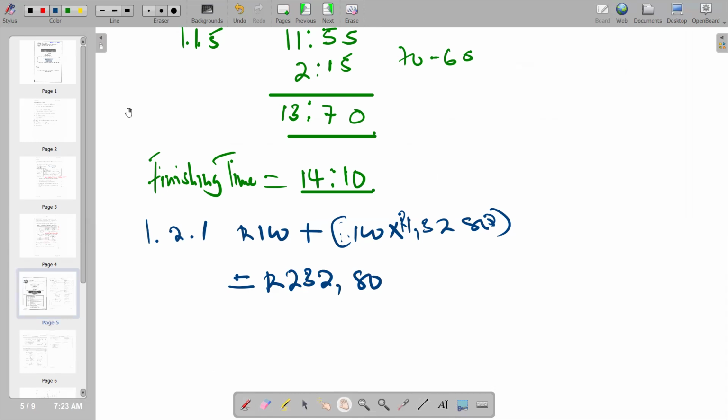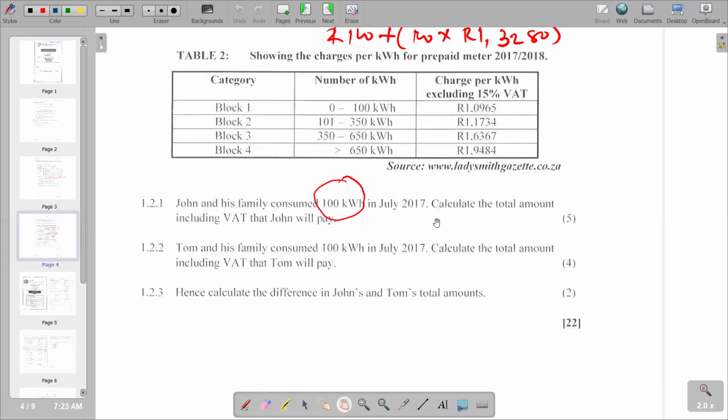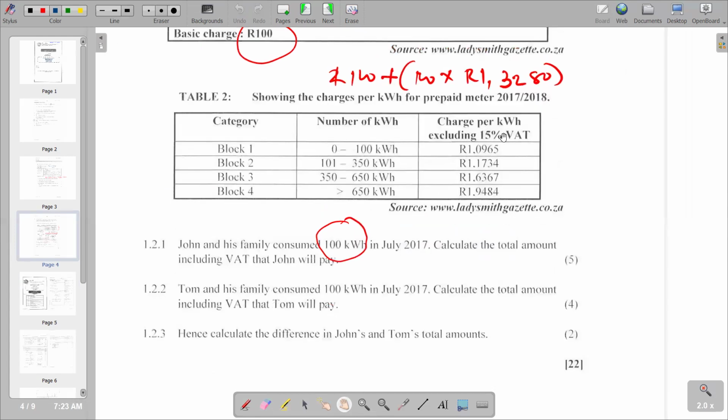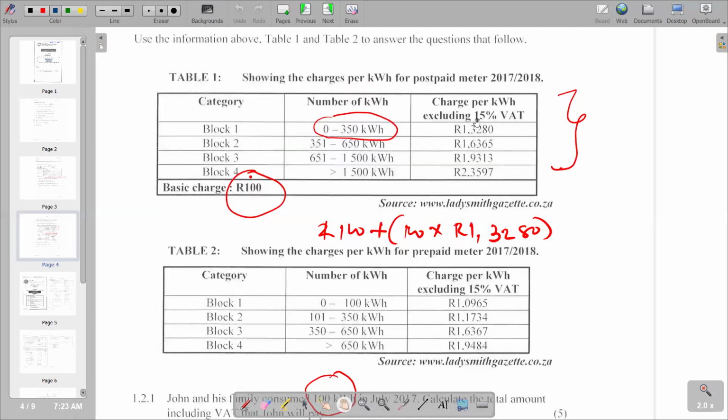Then from there, remember our question is saying, we refer back to our question. The question is saying, including VAT, and we know that VAT is 15%. The charge per kilowatt is excluding VAT. The amount that we are given is excluding VAT, but VAT is 15%. So it means we have to calculate the 15% inside the total amount that we got there.